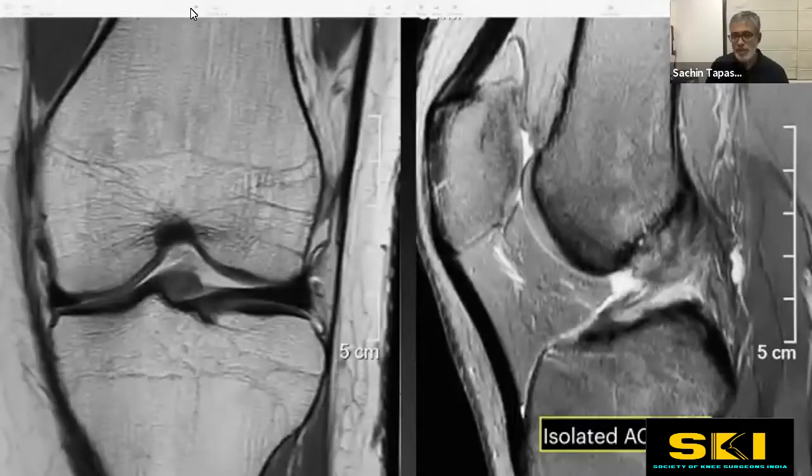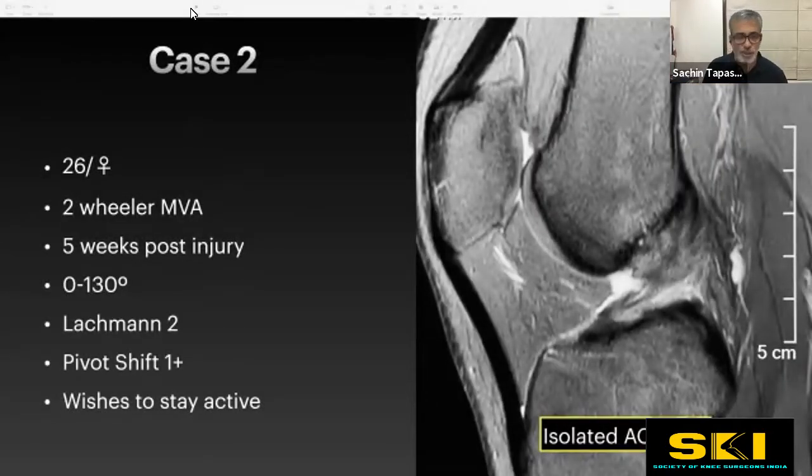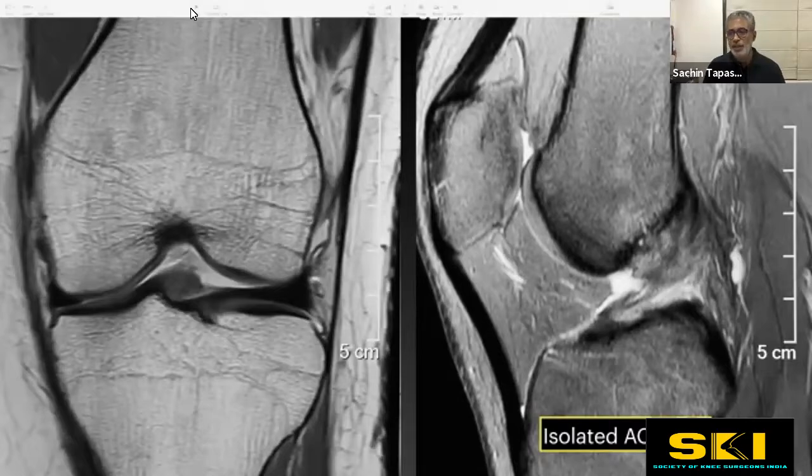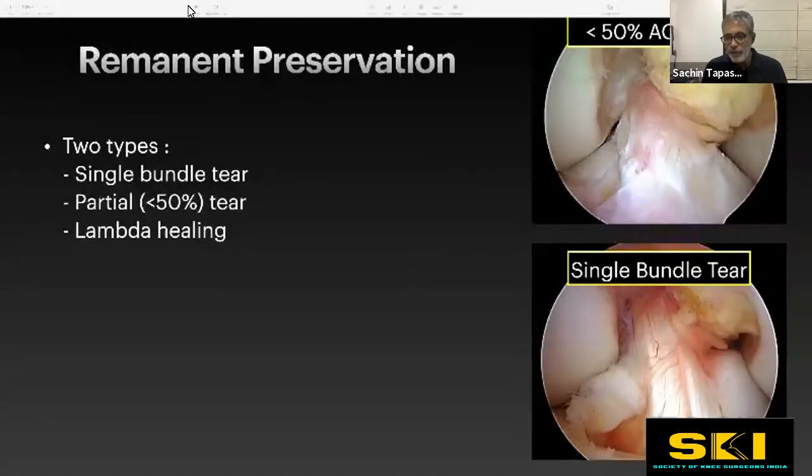Essentially, if you see her MRI scans, there is a significant amount of ACL tissue that is still left behind. This was essentially to bring out the so-called partial ACL tears. You have two different types of partial tears. The first is the classic single bundle tear, which is in the lower image. In this type of tear, one bundle is intact and the other bundle selectively tears. In the other type, more than 50% of the fibers are intact and only some portion of the fibers have got peeled off.